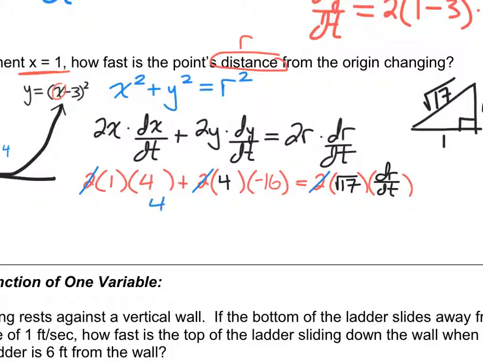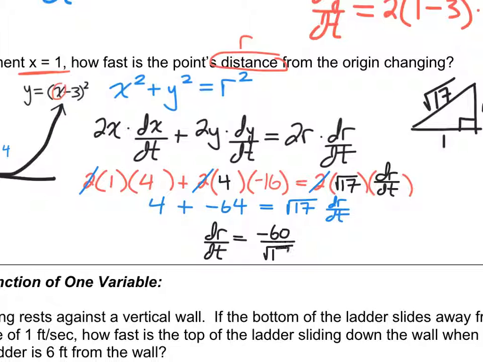So we're looking at 4 plus negative 64 is equal to root 17 dr dt. So 4 plus negative 64 is negative 60. So dr dt is going to be equal to negative 60 over root 17.